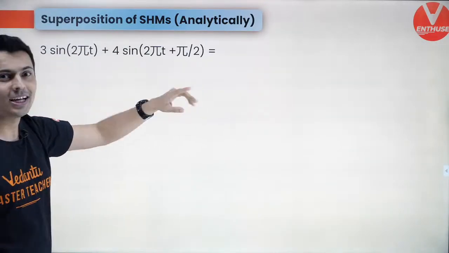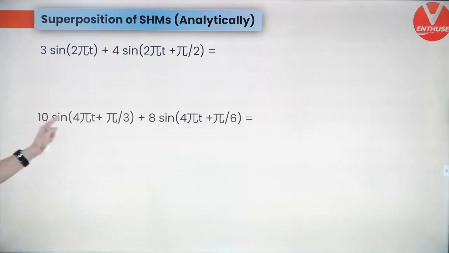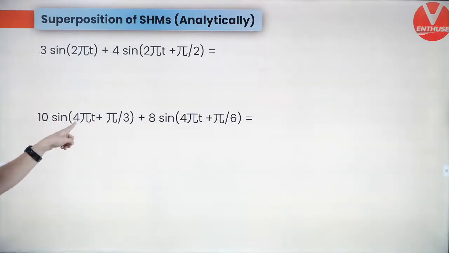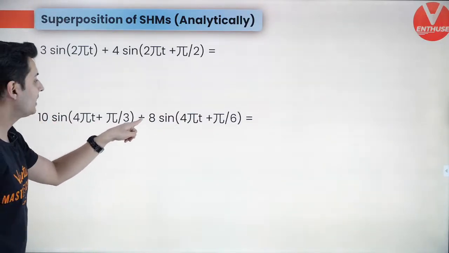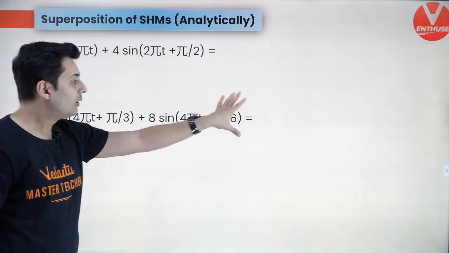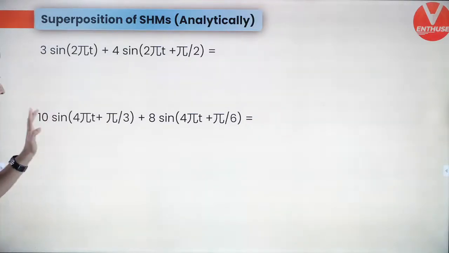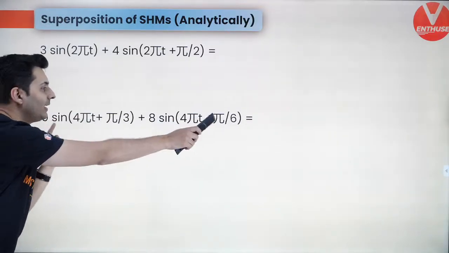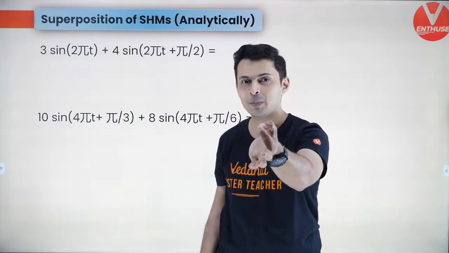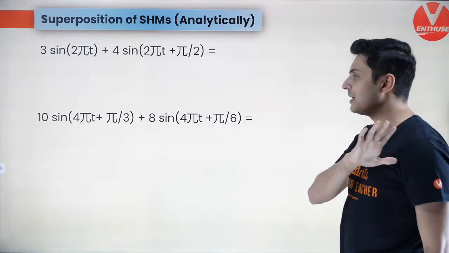But there is also another way. And today I'm going to teach you how to add these kind of equations, or even equations like this, where this might not be π/2, something else: 10 sin(4πt + something) plus 8 sin(4πt + something else). How do you figure out what is the final answer? We are going to see a way. And believe me, it's very simple. Without expanding any of these, you can directly write the answer. Are you guys interested now? I can directly write the answer with a simple formula, which I'm going to teach you now.